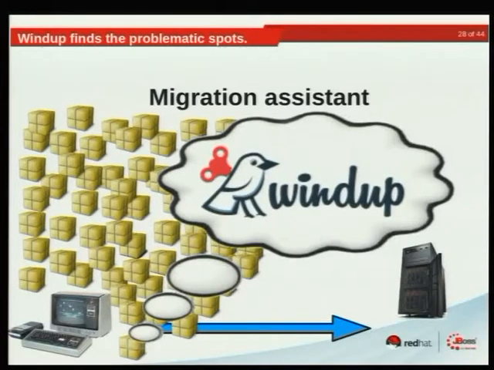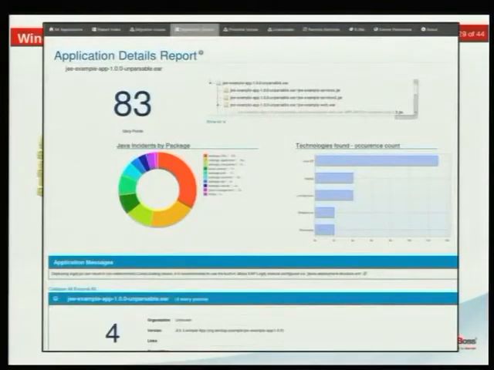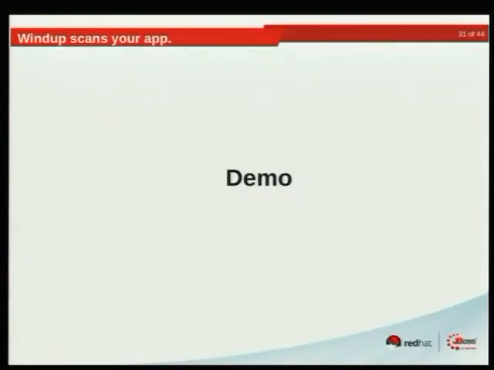You will run Windup against your, let's say, ear, which in Java means a bunch of applications somehow interconnected. And after it runs for several, in this case, hours, because it's quite complicated tasks, it comes up with a report. This is just one of the pages of the report. But it basically shows you some summarization, some statistics, some nice graphs, and then the details. I will show you what it produces later. Now let's go to the demo.